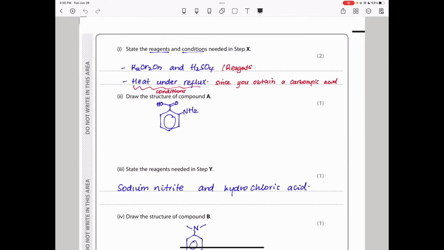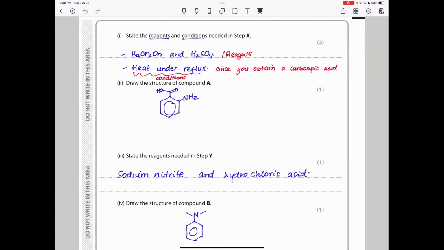They said, state the reagent and conditions needed in step X. Step X is about oxidation. We will use acidified potassium dichromate, or you can say potassium dichromate and sulfuric acid, and then we heat under reflux so that the reaction goes to completion. A carboxylic acid is formed.